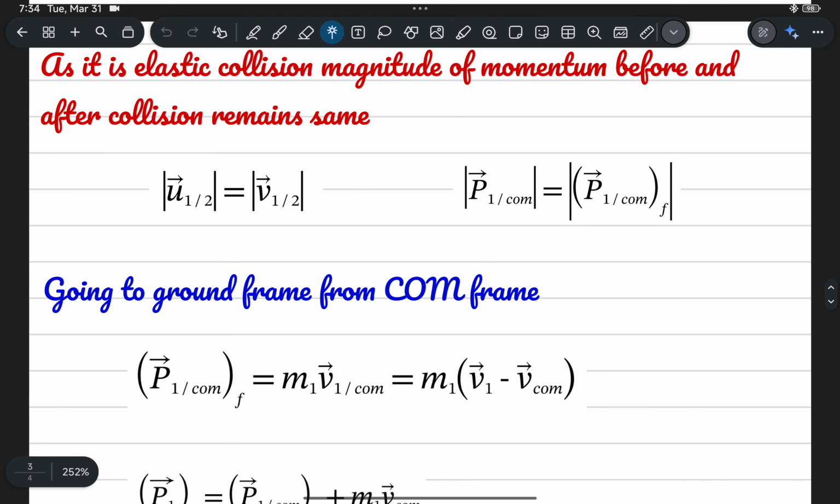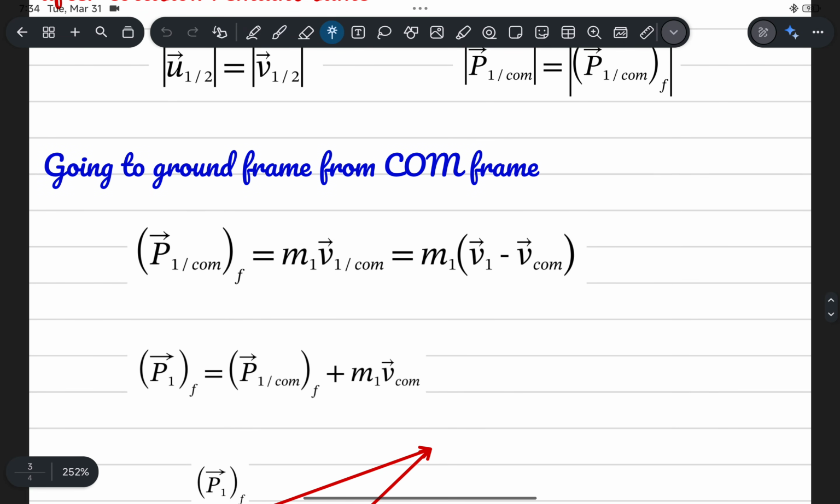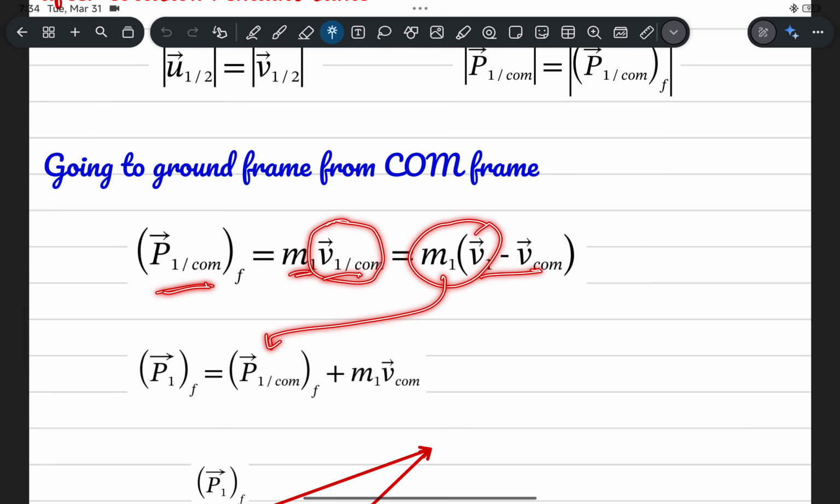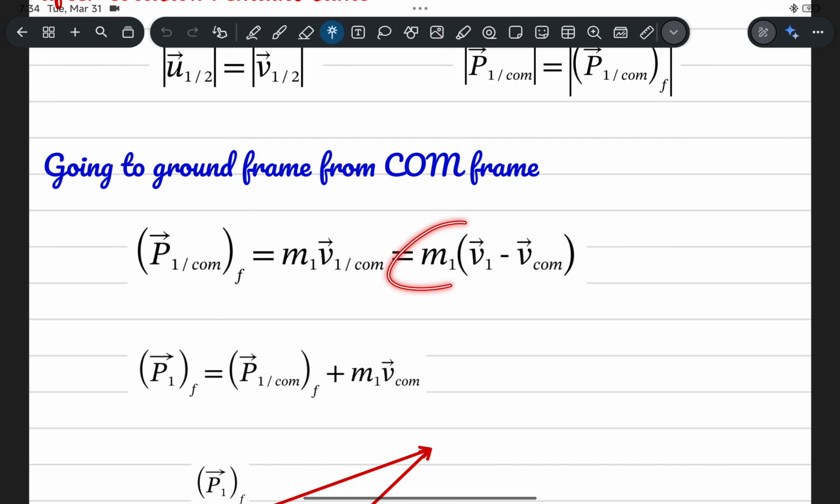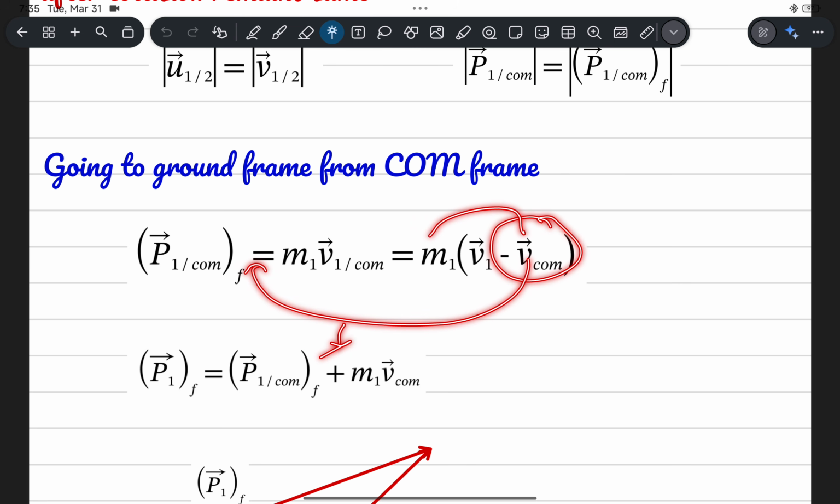So now if I want to go back to ground frame, I'll use this relation again. Momentum of 1 with respect to center of mass, if I want to write, I'll just write it as mass of 1 into velocity of 1 with respect to center of mass. And velocity of 1 with respect to center of mass I have just written in this way. And m1 v1 is nothing but final momentum of the first object, okay, in ground frame. So this m1 vcom, after multiplying, will take to the left side. Then we are left with this equation.